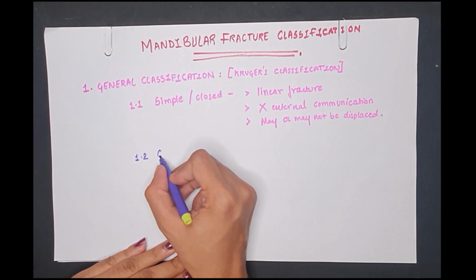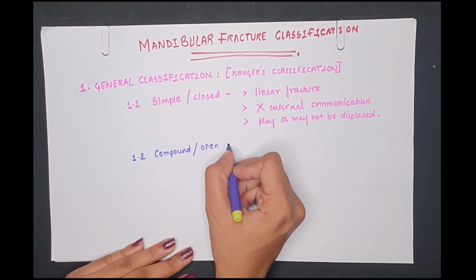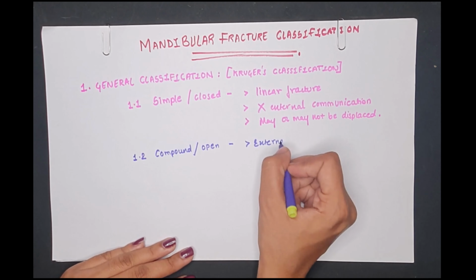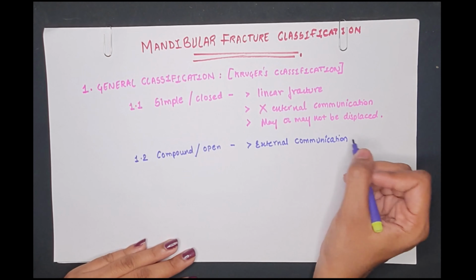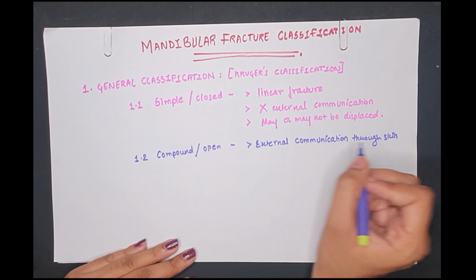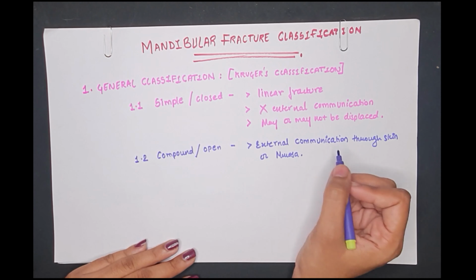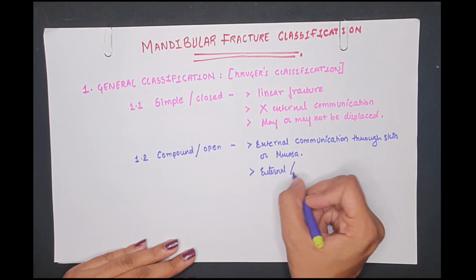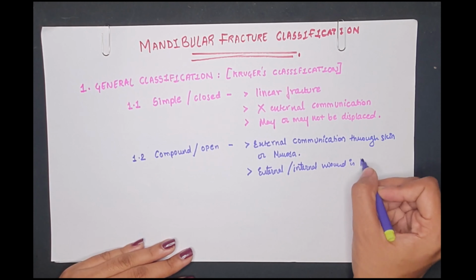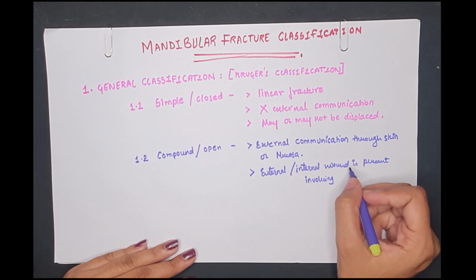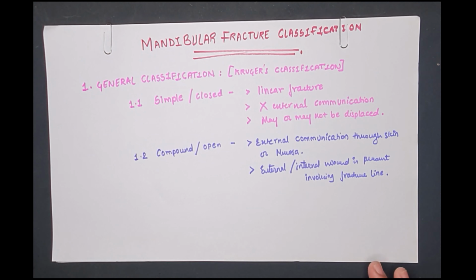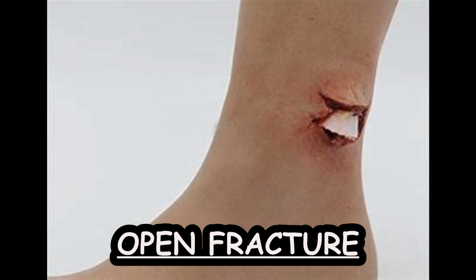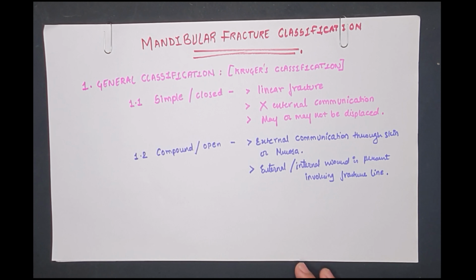The second one is the compound or open, for example, fractures involving the tooth bearing area of the mandible. Here they have a communication with the external environment through skin or with the internal environment through the mucosa. I mean, the fracture is inside, but it has a connection with the mucosa. An external or intraoral wound is present involving the fracture line. As you can see in the picture, there is a bone which is seen outside the skin. The communication is there and it may have infection later on.